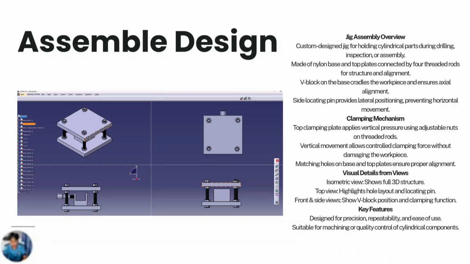For the visual detail views, the isometric view shows the full 3D structure. The top view highlights the hole layout and locating pin. The front and side views show the V-block composition and the clamping tension. Lastly, the key features: it is designed for precision, repeatability and ease of use, so it is suitable for machining or quality control of cylindrical components.